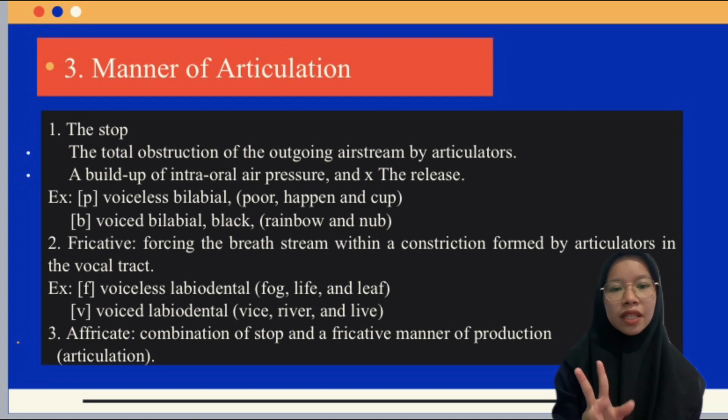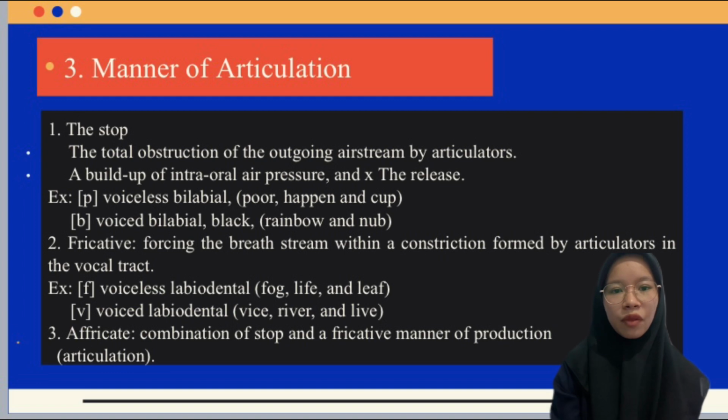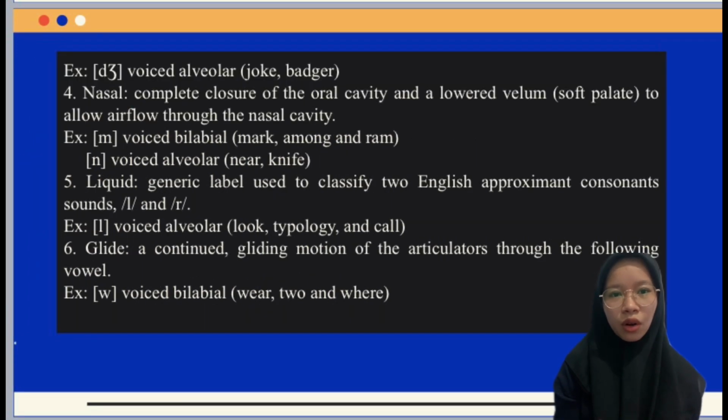And second is fricative, forcing the breath stream through a constriction formed by the articulators in the vocal tract. Examples like F, voiceless labiodental, like frog, leaf, and laugh. And V, voiced labiodental, like river and leave. And the third is affricate, a combination of stop and fricative manner of pronouncing. Example like the voiced alveolar in joke, badger.